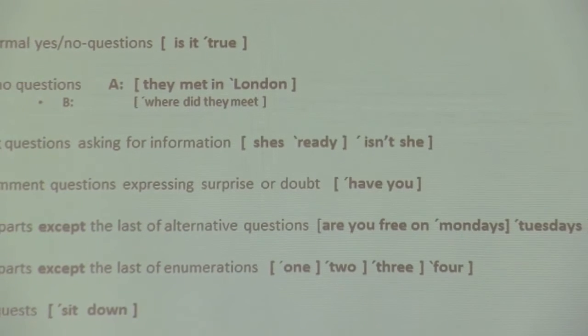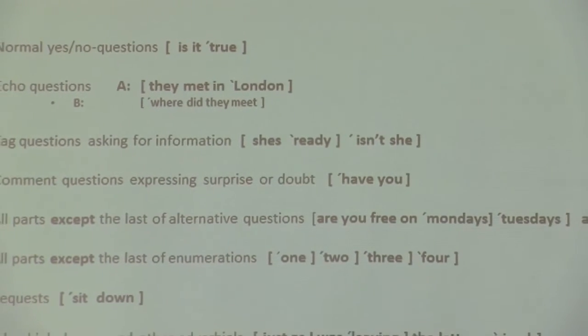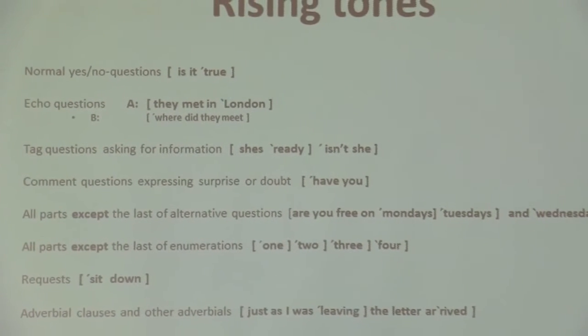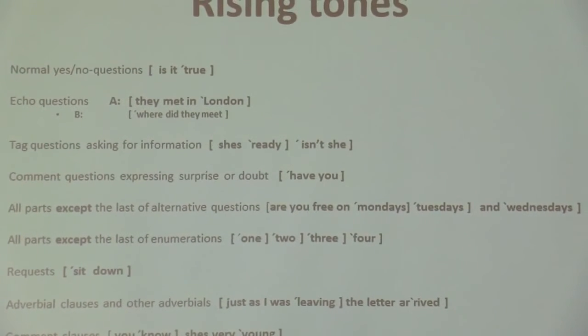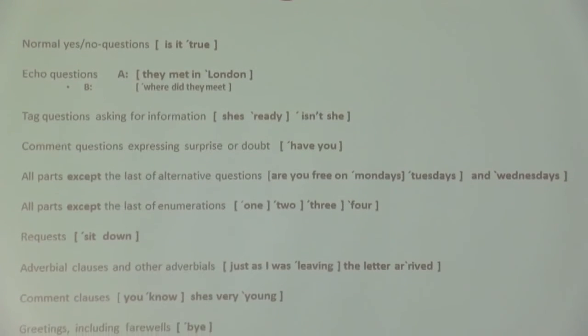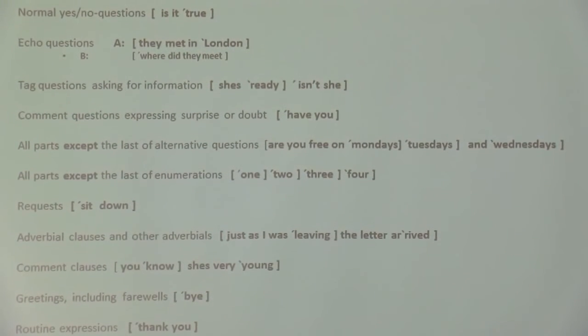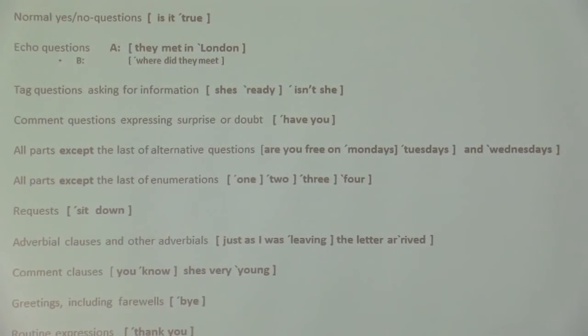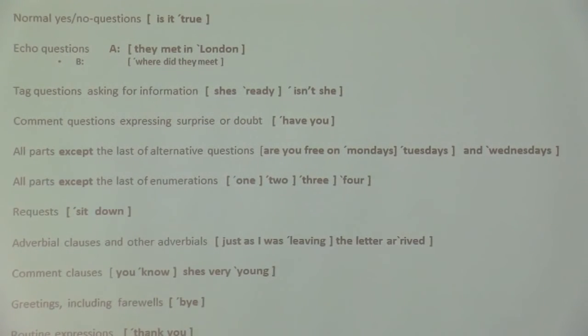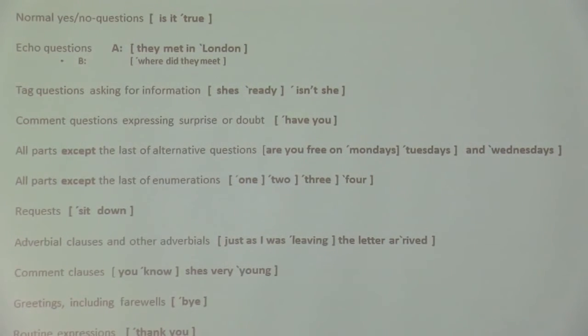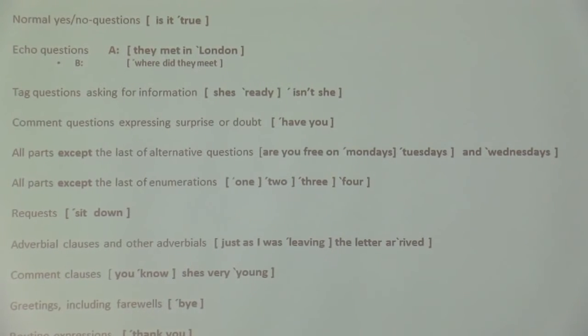As we saw earlier, at the end of these kind of phrases or questions, we go down at the end, but before we go down, we go up. For example, are you free on Mondays, Tuesdays, and Wednesdays? Up, up, down. And once again, with the enumerations, 1, 2, 3, 4, we go up, up, up, until the last part.